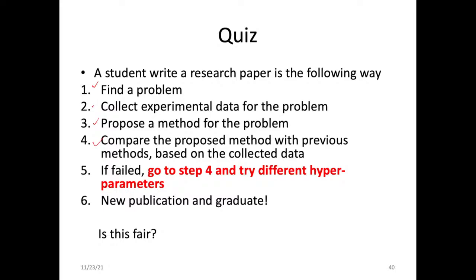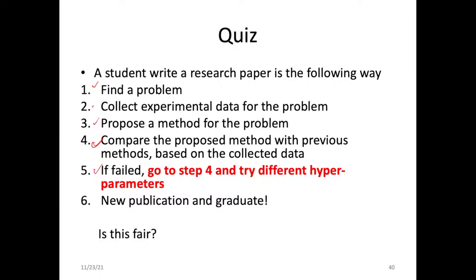And if, at step number 4, you found that your method is worse than the previous method, then you go to step 4 and try a different hyperparameter for your method. And you just repeat this process until you find a good hyperparameter. Is this a fair process or not? Of course it's not, okay?